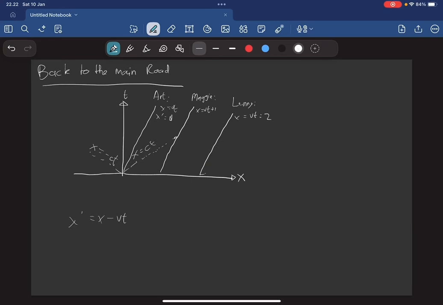Art, Maggie, and Lenny are in the same moving frame. They are at rest with respect to each other. Our first observer, Art, has a clock, and his clock happens to read 12 noon just as he arrives at the origin. We will assume the clock in the rest frame also reads 12 noon at this event. We both agree to call 12 noon our time 0.